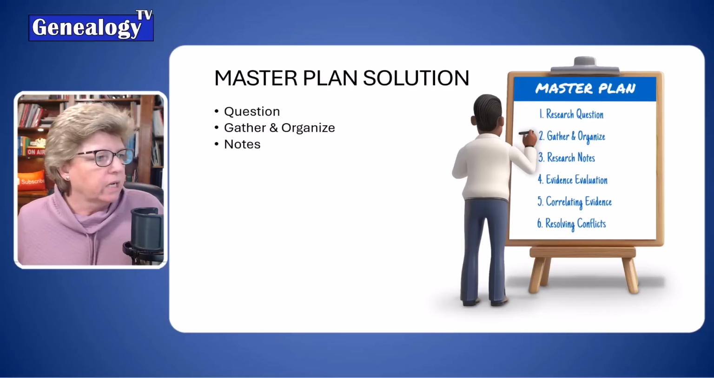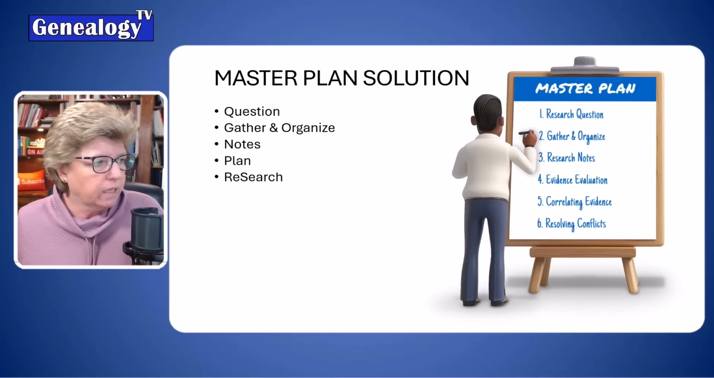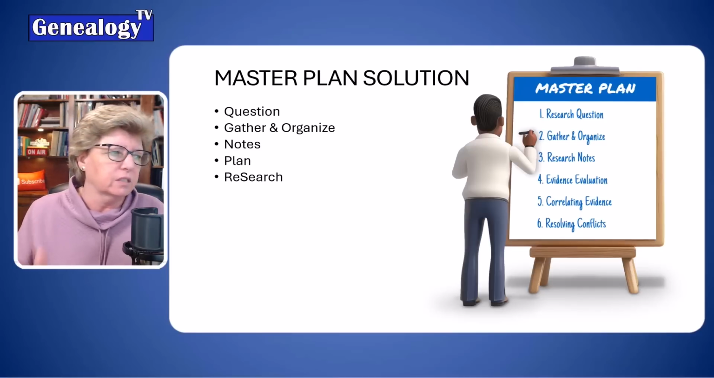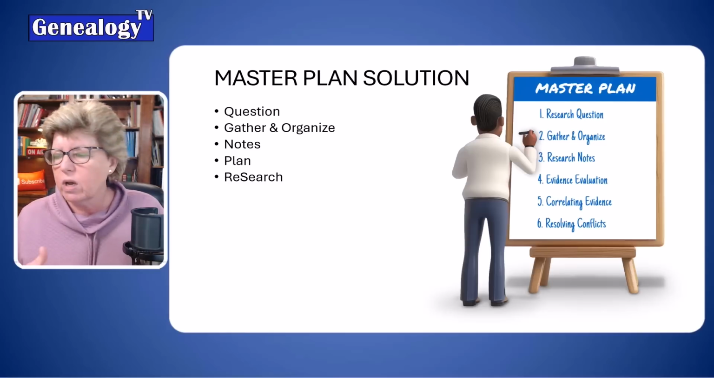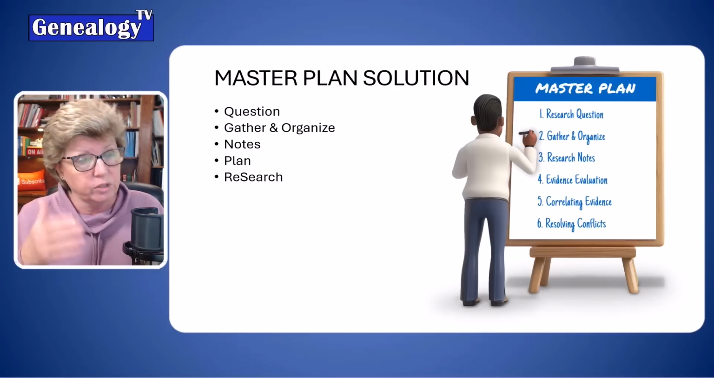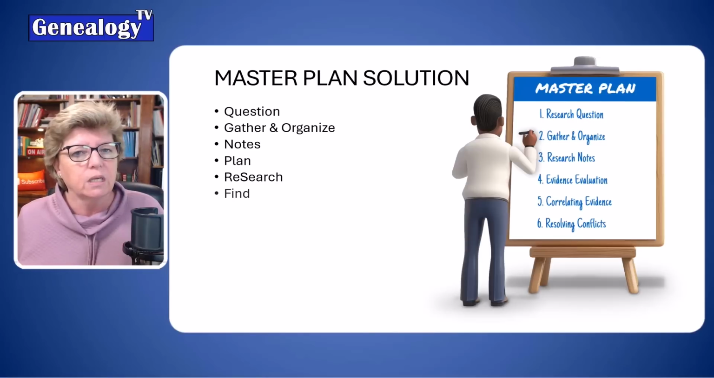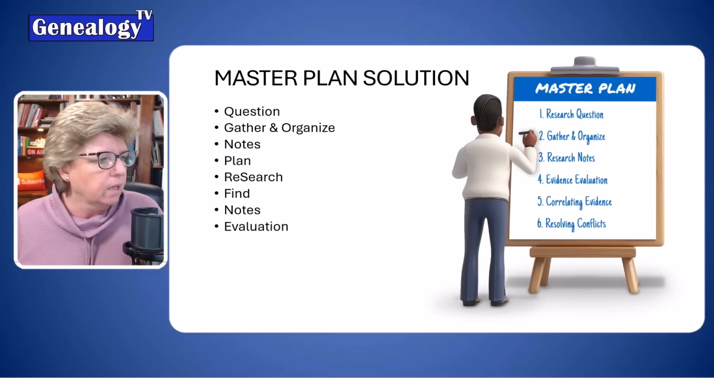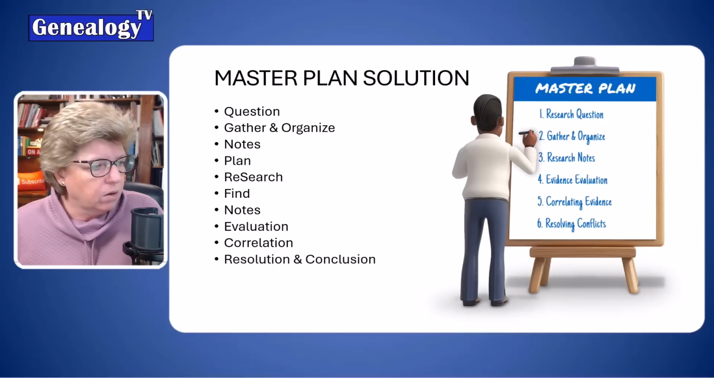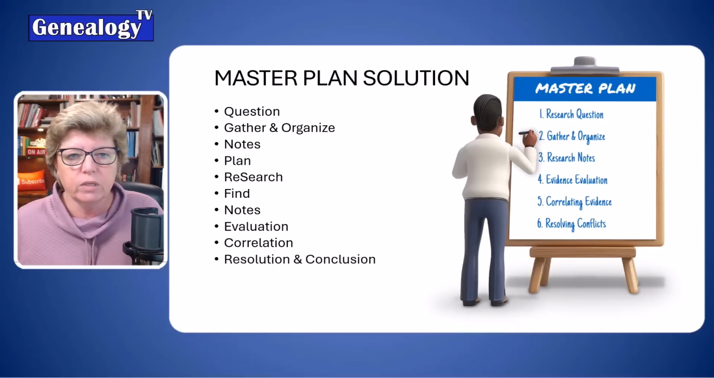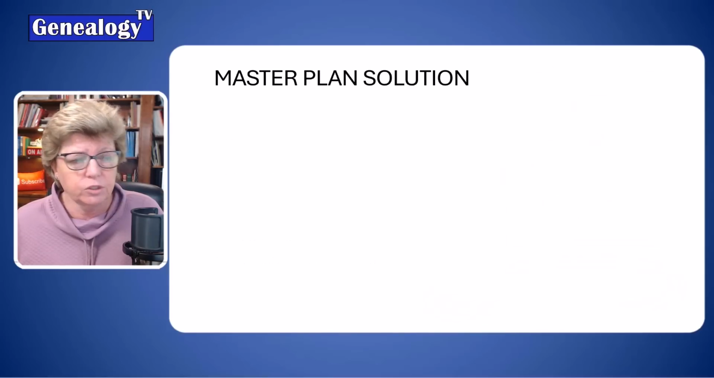We're going to gather and organize. We're going to create those research notes. We're going to create a plan. I'll talk about that in a second. We're going to do research. You've seen this probably from other genealogists as well. It's not just a search, it is research. We're targeting research. We're thinking about what it is that we need and going after it to find it and add that information back into our research notes every time we find something. We're evaluating those records, we're correlating that evidence, and we are trying to come to a resolution and conclusion.